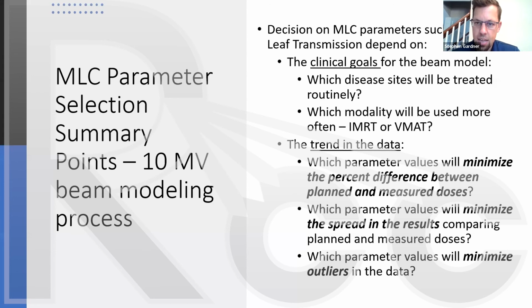Again, the selection of the parameters really depends on the clinical goals for the beam model. What disease sites are we going to be treating? What modality are we going to be treating? And then also trends in the data. So how can we minimize the percent difference between measured and planned doses? Which parameter values will minimize the spread in the results? So that's the average agreement and also the standard deviation, and also paying attention to outliers in the data. How can we minimize those?